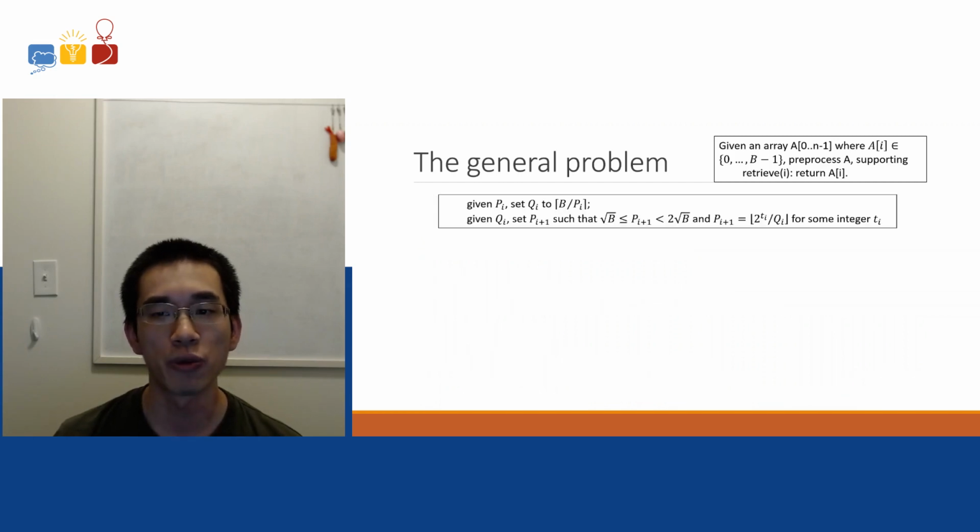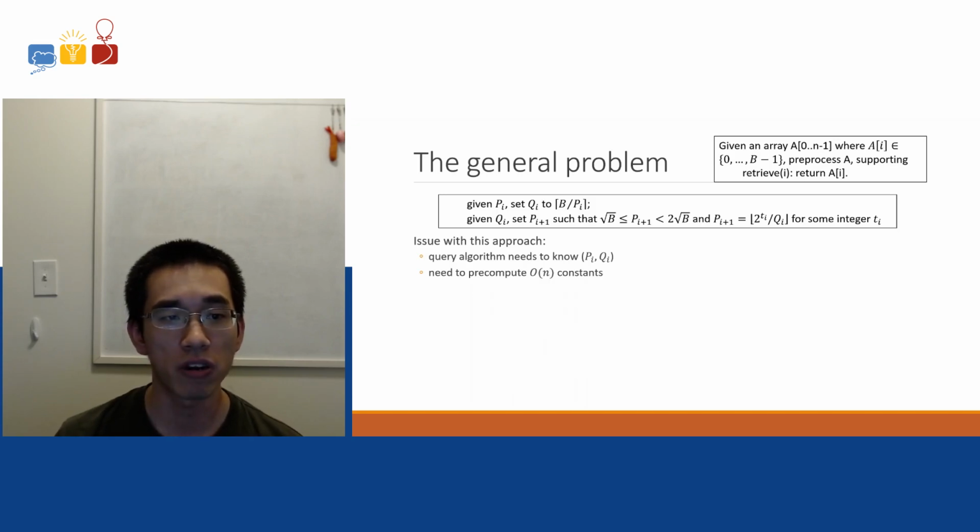So, okay, now how do we answer a query? It turns out that there's an issue with this approach, because the query algorithm, in order to answer a query, needs to know all these parameters, p_i and q_i. But in general, these p_i and q_i may not have a closed form if they are generated in this way. And we need to pre-compute a linear number of constants, which is too expensive to store in the data structure.